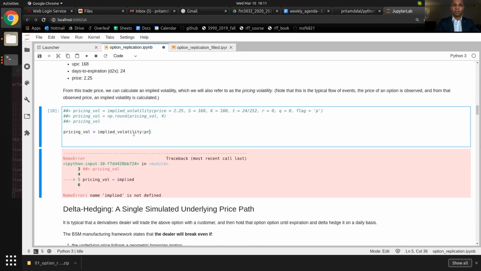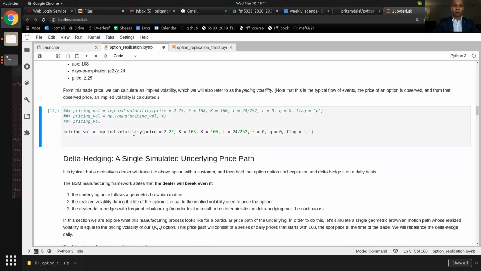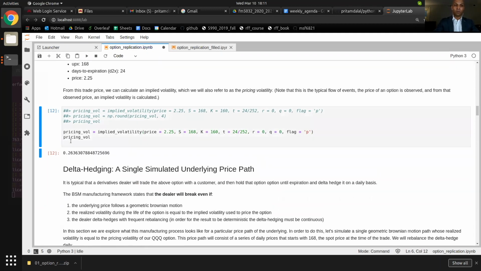implied volatility. The price was 2.25. The underlying was at 168. The strike price of the option was 160. The time to maturity is 24 divided by 252 because there are 252 trading days in a year. The risk-free rate is 0. The dividend yield is 0. And the flag is equal to P because this is a put. See if that runs. Okay, cool. And I'm going to actually round this to 0.